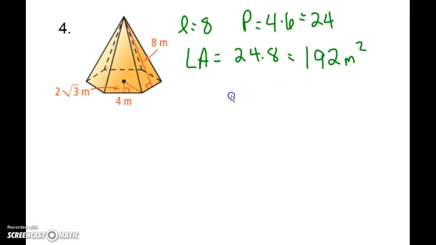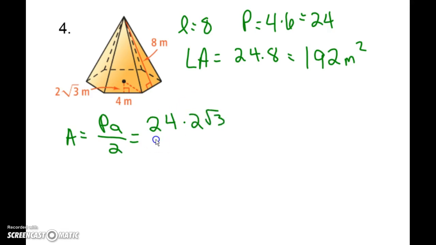Now I'm going to get the surface area, and all I need for the surface area now is just to add in this base down here. This base is a regular hexagon, so I'm going to use the formula area equals perimeter times apothem divided by 2. My perimeter we already found is 24. The apothem has been marked as 2 square root 3 divided by 2. The 2's cancel. I end up with just 24 square root of 3.